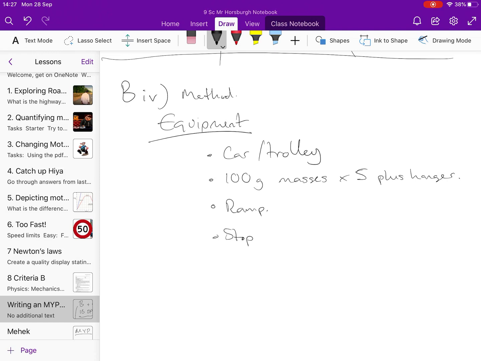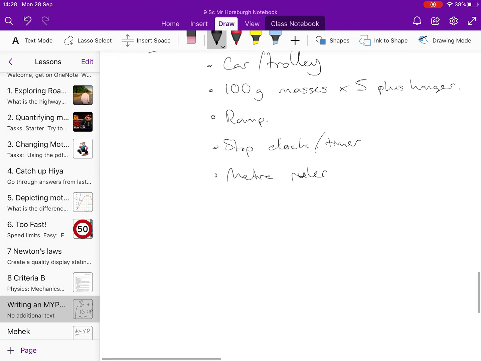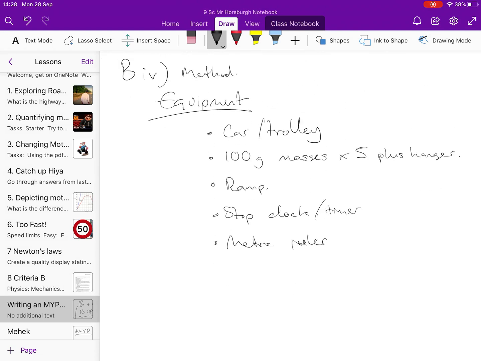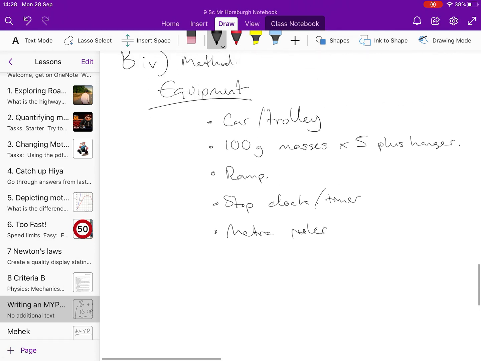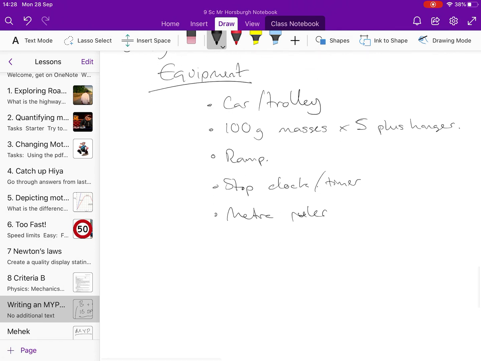We're going to need a stop clock or a timer. We're going to need a meter ruler, etc., etc. You need some way of propping the ramp up. You need some way of measuring the height of the ramp or the angle of the ramp. So that would be your equipment. Think about everything you would need.